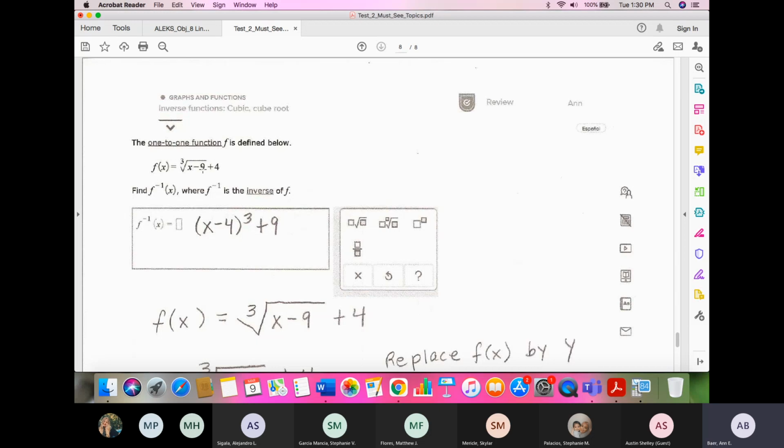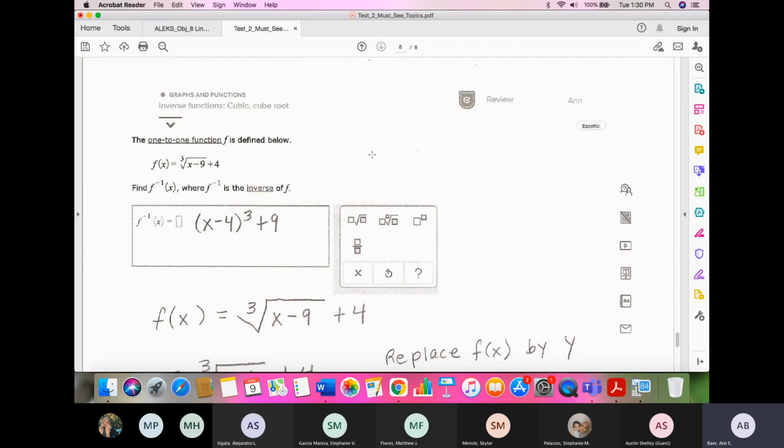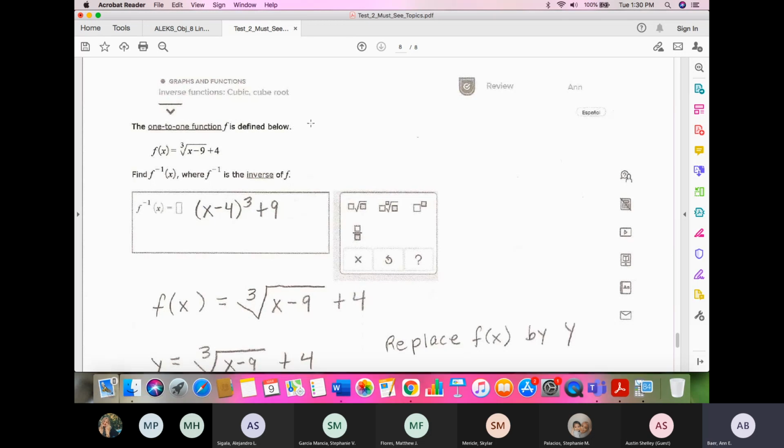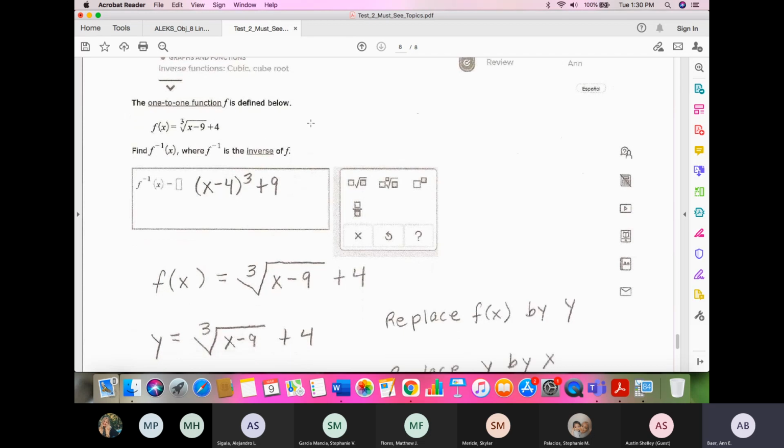So I would encourage you to make sure you're doing a couple of each of those, because you could see those different variants on the test. And when I grade, I tend to see about even distribution among the students that get the cube root versus the cube to start with. So let's take a look at this one. The one-to-one function is defined below. One-to-one functions are the only functions that have inverses, which are functions.